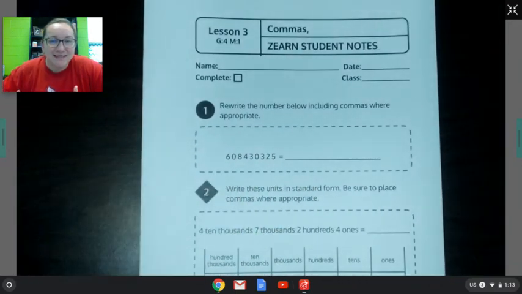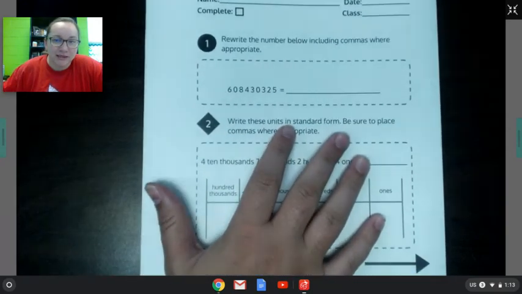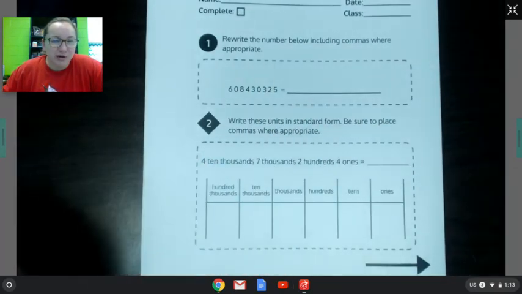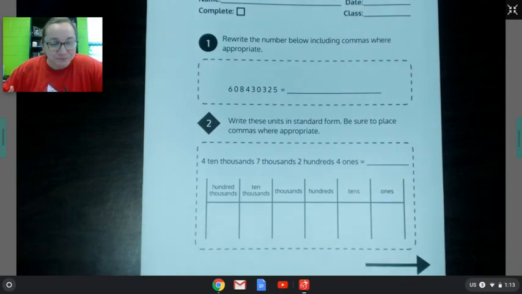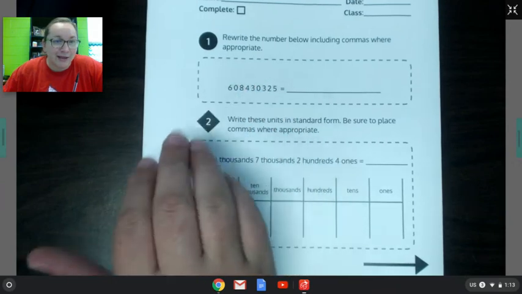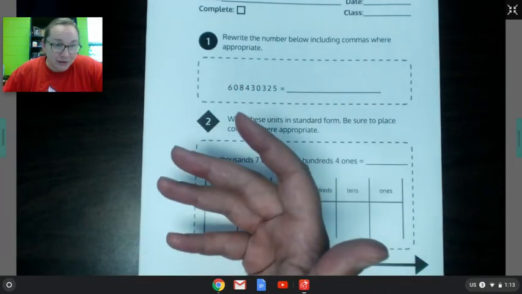So, when they say, do you have your Zearn student notes? This is what they're talking about right here, and you'll even see pictures. So, what I thought I would do is just print them out and kind of go step by step on what they're talking about and then how we put commas in numbers.